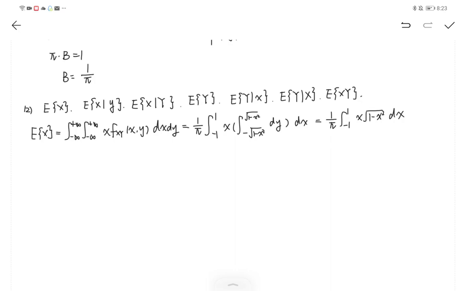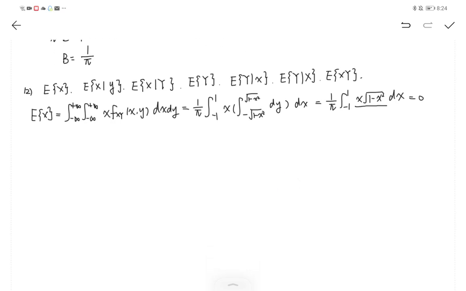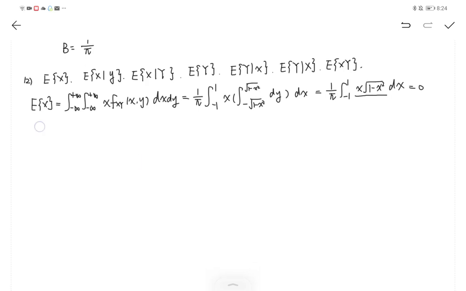But we can see that this is an odd function. So from minus 1 to 1, it should be 0. So the expectation of x should be 0. So because the expectation of x is 0, we can see that these two expectations should also be 0.